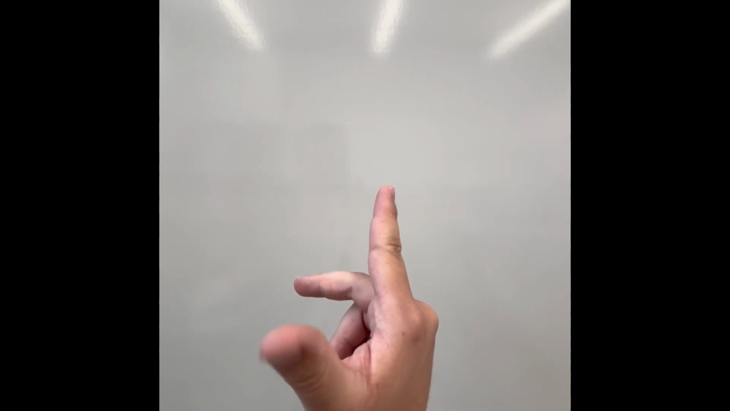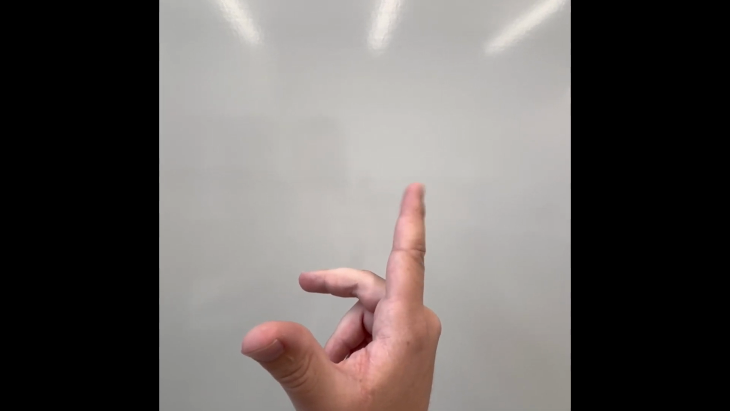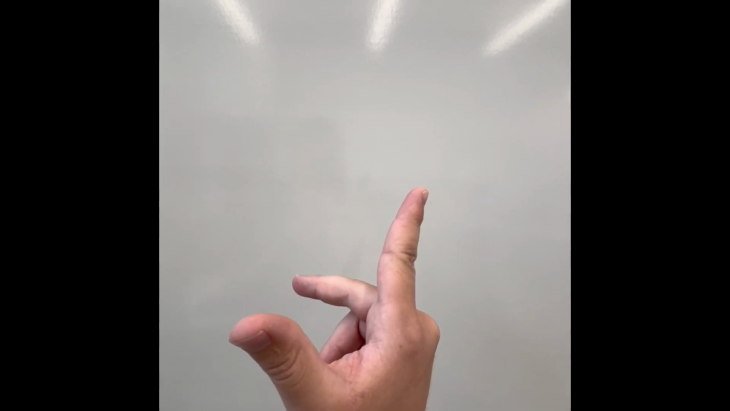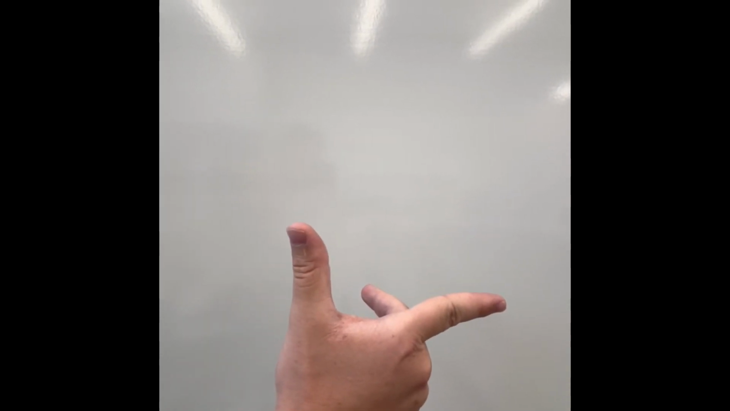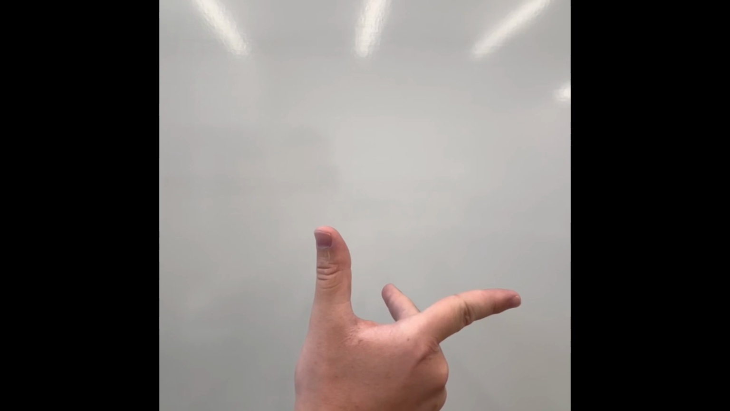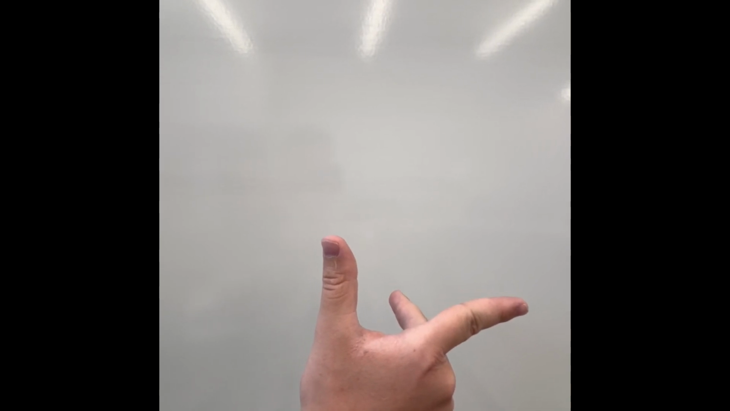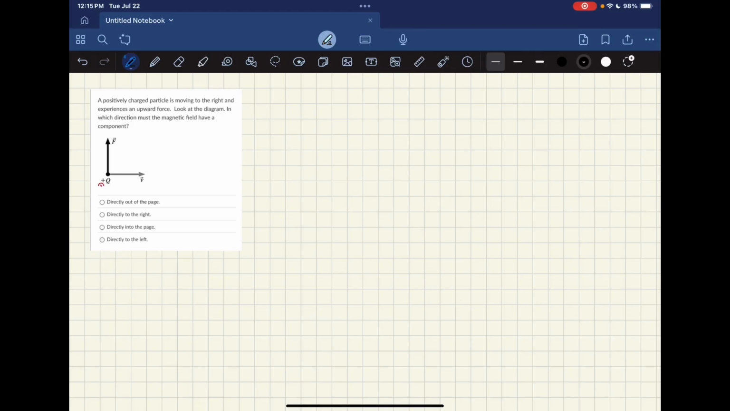And then if you were to use this method where you have your 3 fingers, your thumb is your force vector, your index finger is the current, and so with the current pointed to the right, the thumb pointing up, you can see that the middle finger, which is the magnetic field, points into the page. Okay, so now that you've seen the right-hand rule, it is pretty obvious that it is directly into the page.